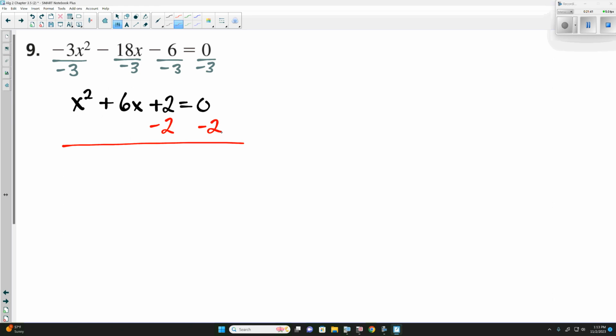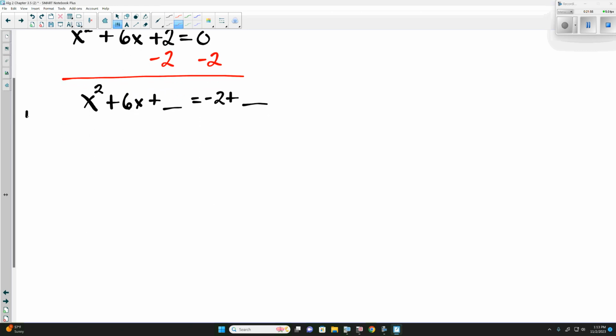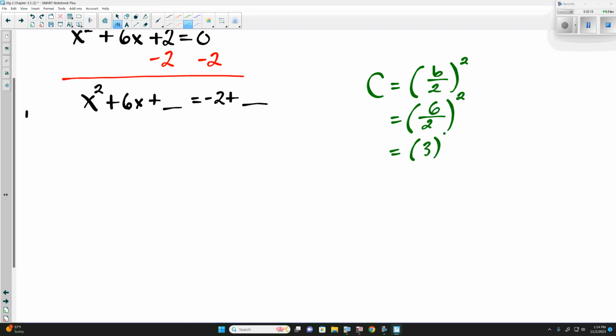Step 2, get the variables by themselves and leave 2 spaces. So here we can subtract 2 from both sides, telling us that x squared plus 6x plus blank is equal to -2 plus blank. Now we need to find the value of c. c is equal to b over 2 squared. Our value of b in this case is 6. 6 divided by 2 is 3, and 3 squared is 9. I'm sorry, once I get it, my mental math is insane. I can just break it down in my head real quick.